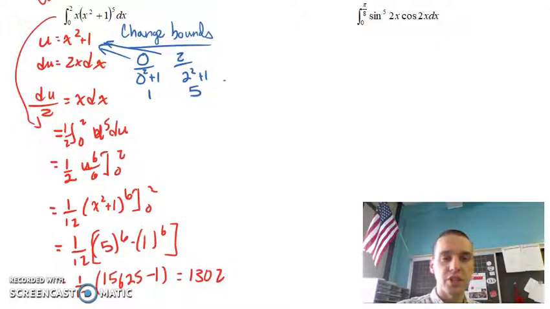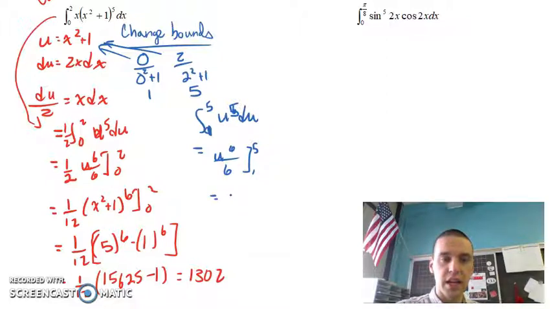Now, here's the reason why I want to do this. If I change the bounds using u sub, from 1 to 5 of u to the 5th du, what I don't need to do now is actually plug in. I can keep it in terms of u. So you'll see that I'm going to get u to the 6 over 6 from now 1 to 5.